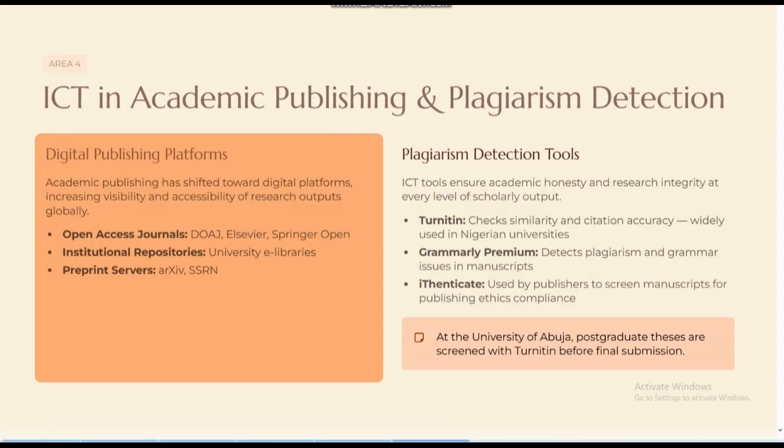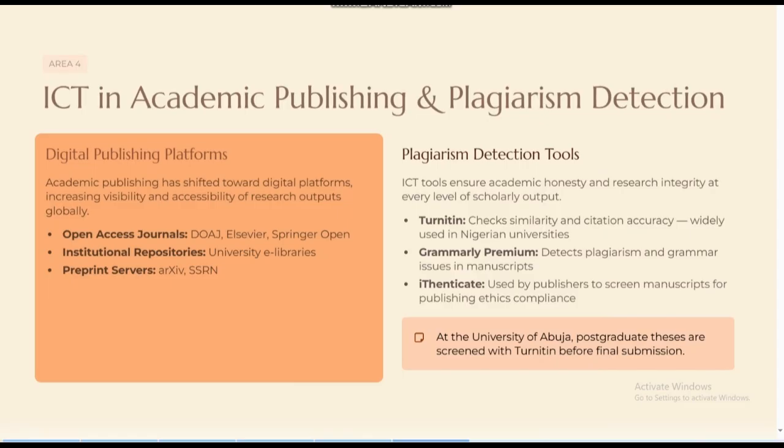So we have plagiarism detection tools. When we talk about copyright, one of the things we use plagiarism tools to do is to ensure our academic integrity. So we have ICT tools that ensure academic honesty and integrity at every level of scholarly output. We have Turnitin, which checks for similarity and citation accuracy, and this is what most Nigerian universities, and I think globally, use.